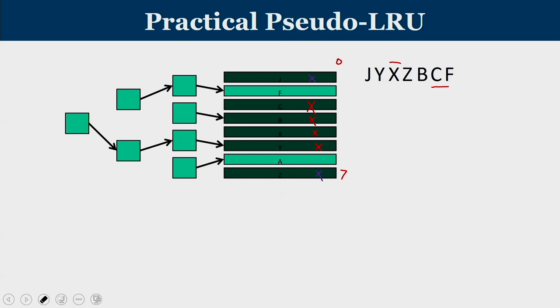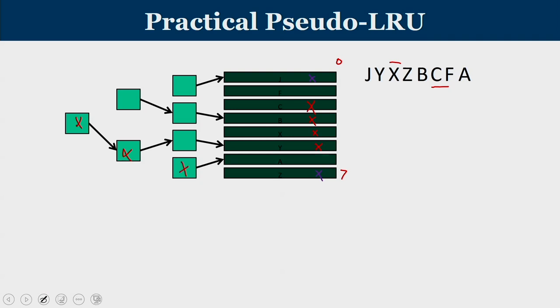Continuing further, next is F, no change in the root. First child will get flipped, next child also will get flipped. So, it goes up. And then we have A, which is there on the lower half. Since A is on the lower half, these are the three nodes which are getting flipped.